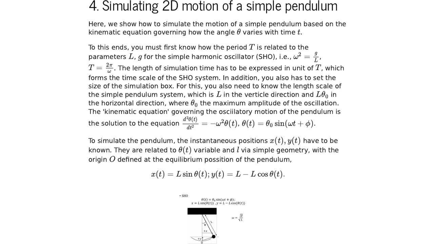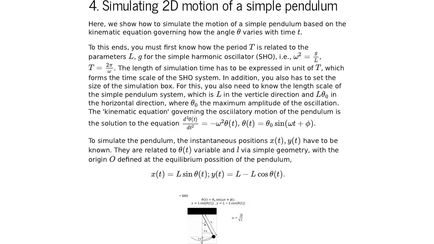The total duration of our simulation and the size of the simulation box will be expressed in terms of these characteristic scales: T for time, and L along with L times the initial angular displacement theta 0 for spatial dimensions. The kinematic equation governing the oscillatory motion, assuming small angles, is that theta at time t equals theta 0 times the sine of the quantity omega times t plus phi, where theta 0 is the maximum angular amplitude and phi is the initial phase.